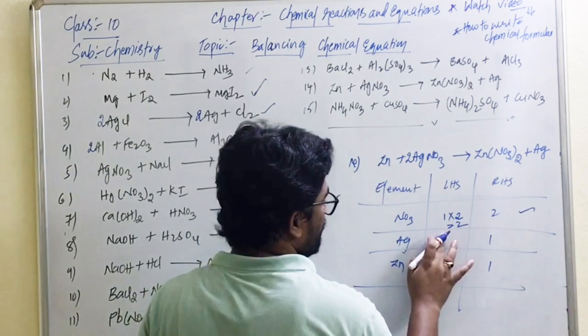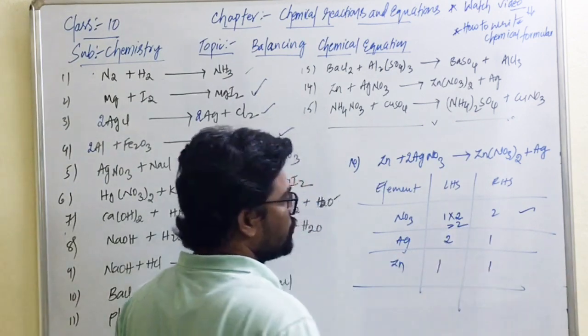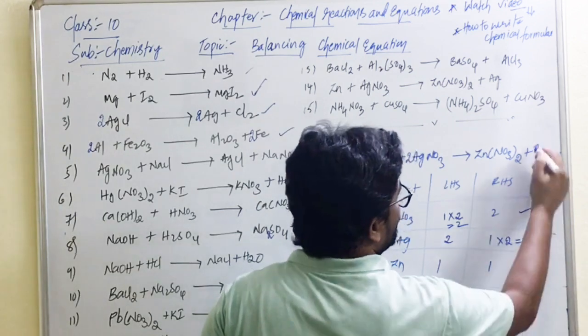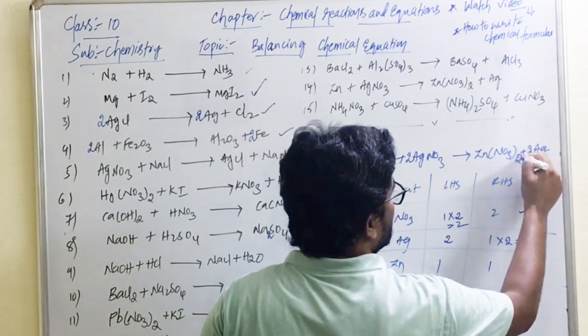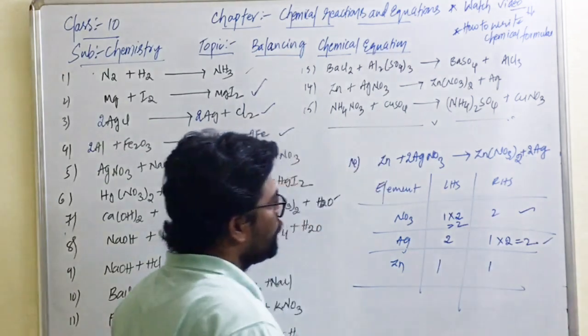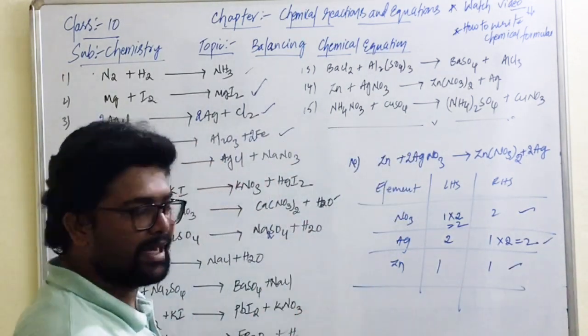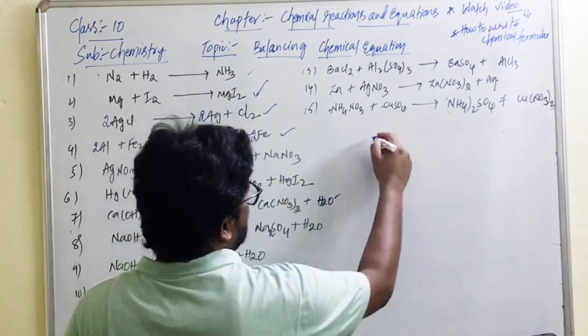Now due to that, what happens? Silver gets changed. Silver is 2 on the left hand side now, but 1 on the right hand side. So multiply with 2 and add 2 before Ag. Number of silver are balanced. Okay, zinc is 1 on the left hand side, 1 on the right hand side. Is it clear? Now this is the balanced equation. Okay, now let us do the last equation.